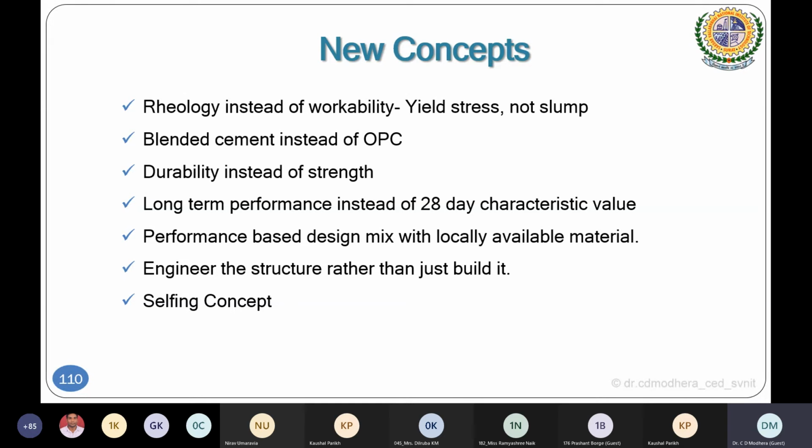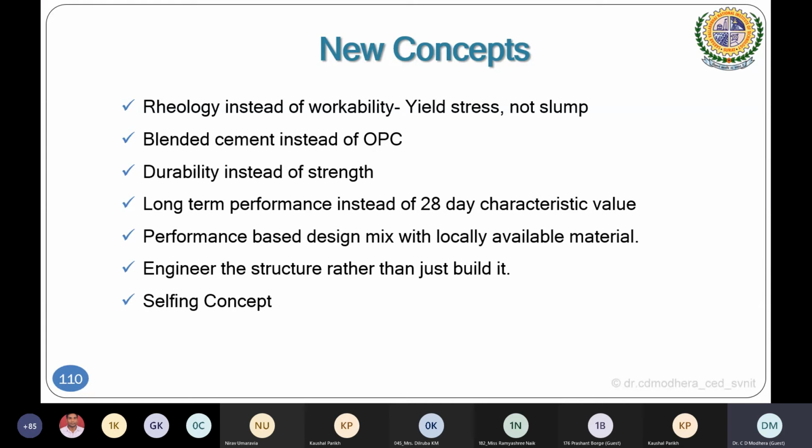Blended cement instead of the OPC. Durability instead of the strength. And long-term performance instead of 28 days. We can say it may be more than 1 year or more than 10 years, something like that. That is long-term performance. And performance-based design mix with locally available material.